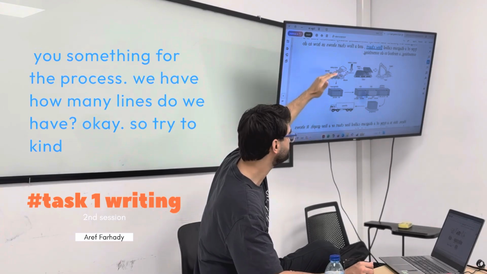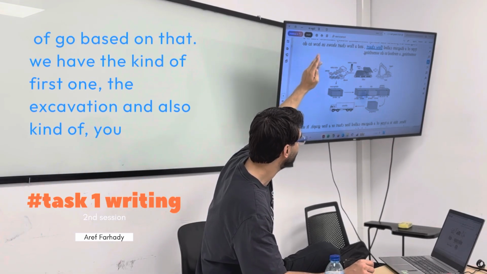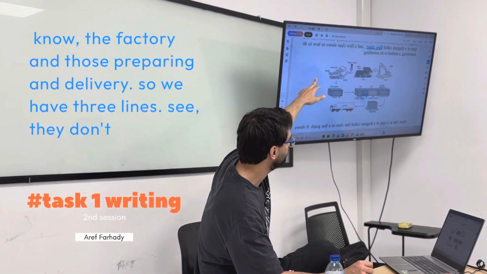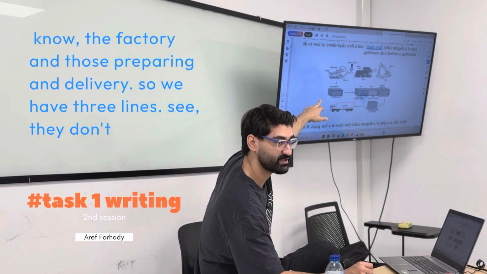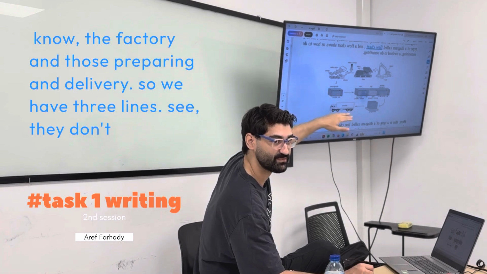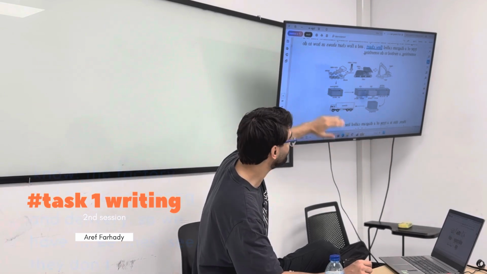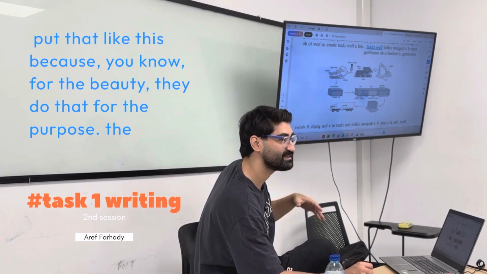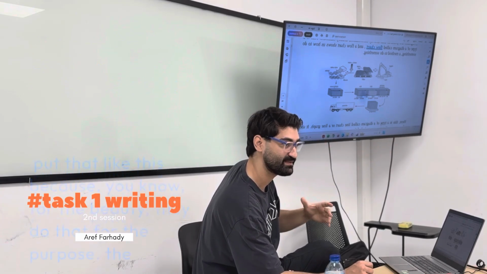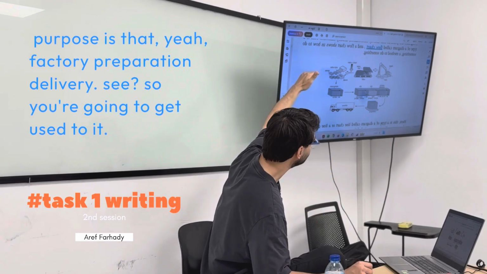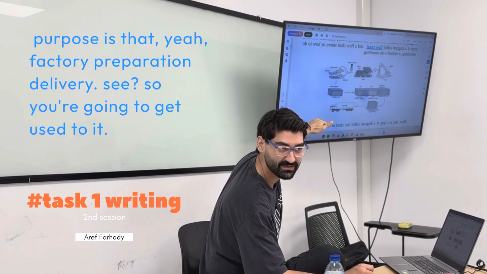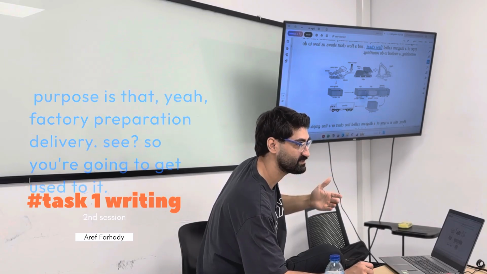Try to go based on that. We have the first one, the excavation, and also the factory, and also preparing and delivery. So we have 3 lines. See, they don't put it like this for the beauty. They do that for a purpose. The purpose is that, yeah, factory, preparation, delivery. So you're going to get used to it, okay?